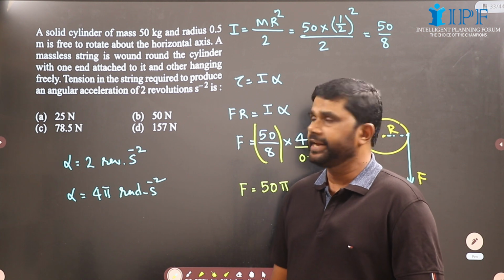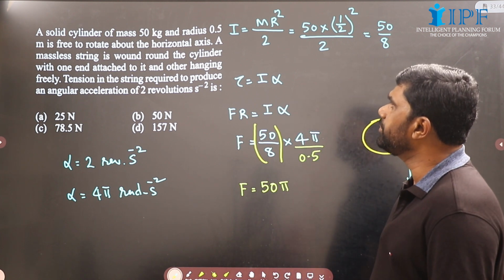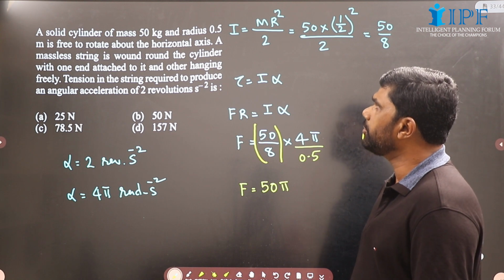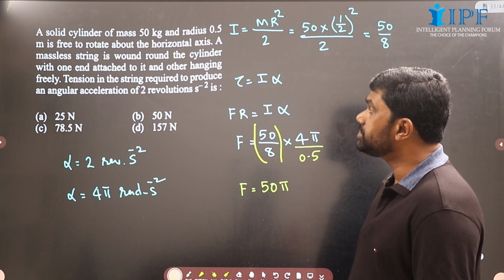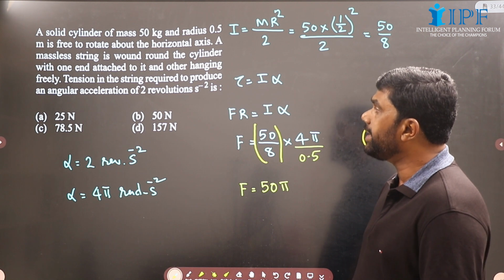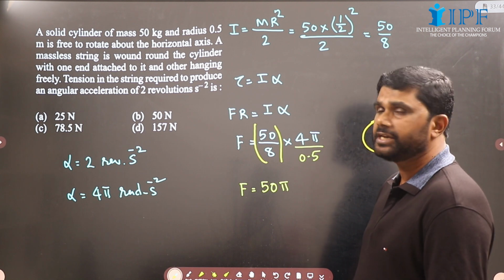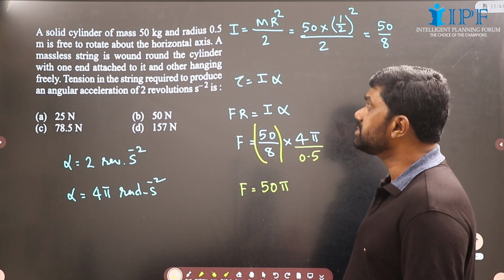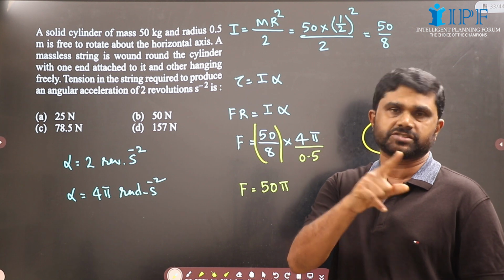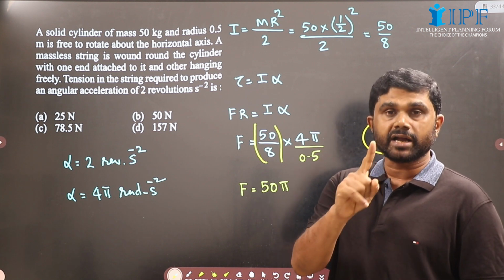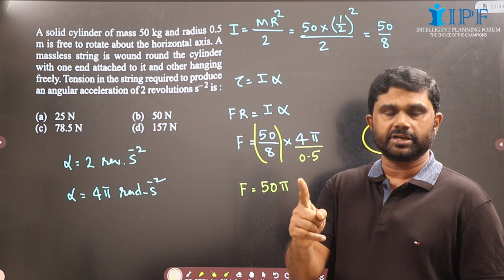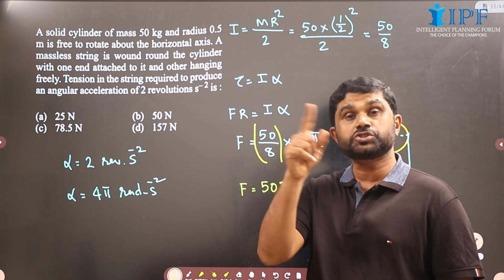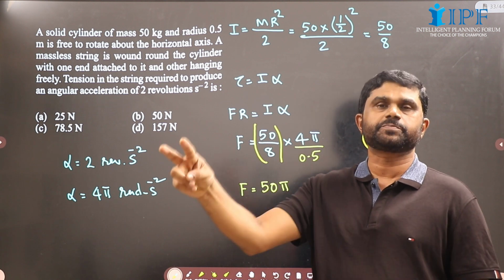Now children, let's see the next question. A solid cylinder of mass 50 kg and radius 0.5 meter is free to rotate about the horizontal axis. A massless string is wound round the cylinder with one end attached to it and the other hanging freely. Tension in the string required to produce an angular acceleration of 2 revolutions per second square. Usually the angular acceleration is expressed in radians per second square, but here it is expressed in revolutions per second square.